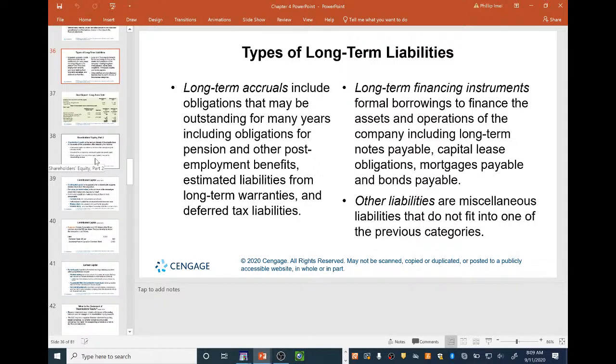Okay, the types of long-term liabilities. Long-term accruals include obligations that may be outstanding for many years, including obligations for pension and other post-employment benefits, estimated liabilities from long-term warranties, and deferred tax liabilities. Long-term financing instruments are formal borrowings to finance the assets and operations of the company, including long-term notes payable, capital lease obligations, mortgages payable, and bonds payable. Other liabilities are miscellaneous liabilities that do not fit into one of the previous categories. I think everyone from principles should be pretty familiar with the difference between current and long-term or non-current liabilities.